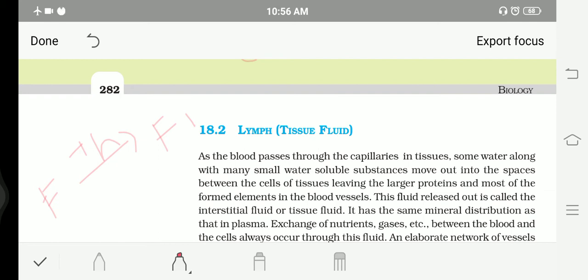So the lack of vitamin K affects the blood clotting process and delays it.